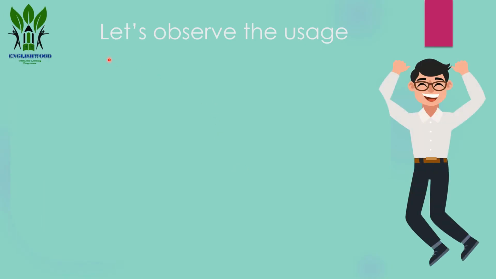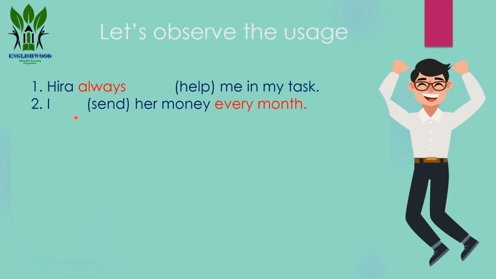Now let's observe the uses. All right, look at this one. Hira always helps me in the tasks. Now you have to supply the correct tense. Help can be helps, helping, is helping, was helped, will help, has helped. So we can change the different forms, but what is the correct use? You have to identify this one. Alright. Then I send her money every month.